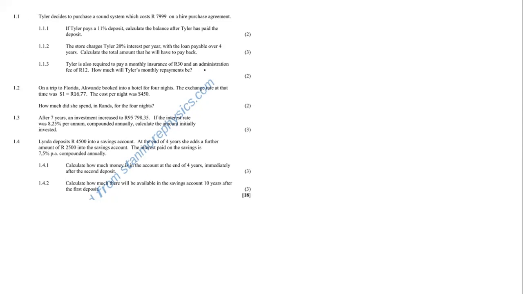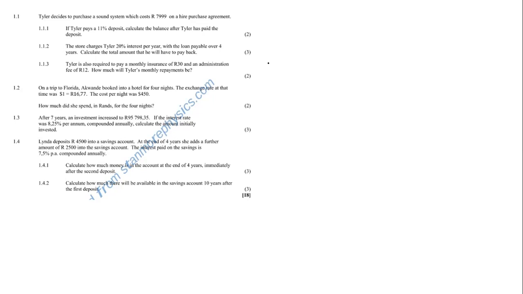Now, question number 1, it reads as follows. Tyler decides to purchase a sound system which costs 7,999 on a hire purchase agreement. Okay, this is Tyler going to the store. Now 1.1.1, it says if Tyler pays 11% deposit, calculate the balance after Tyler has paid the deposit.